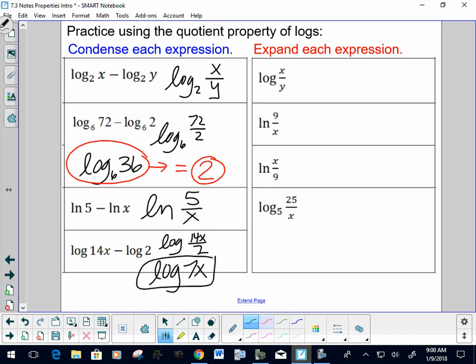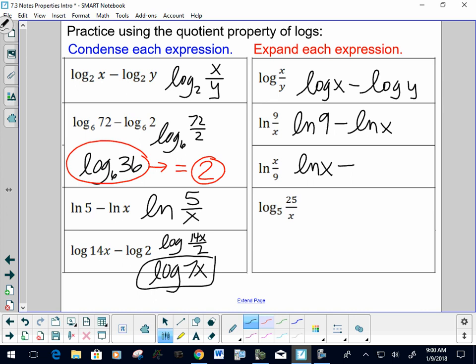Okay, now we're going to practice expanding. Log of x divided by y is the same as the log of x subtract the log of y. The natural log of 9 over x is equal to the natural log of 9 minus the natural log of x, which is not the same as the next one. The natural log of x over 9 would be the natural log of x subtract the natural log of 9. So be careful about the order. It does matter. You subtract the log of the denominator.